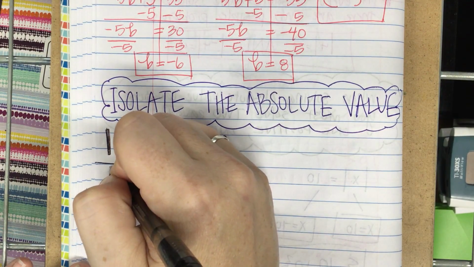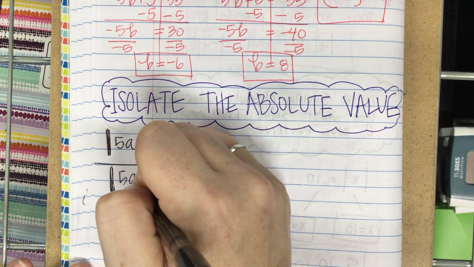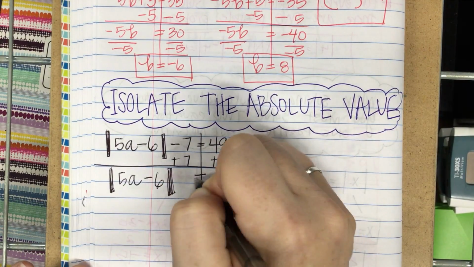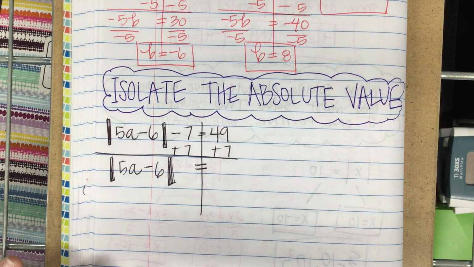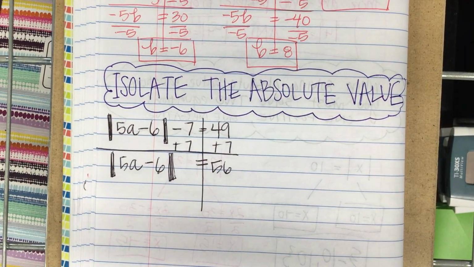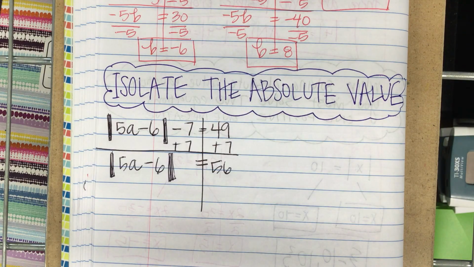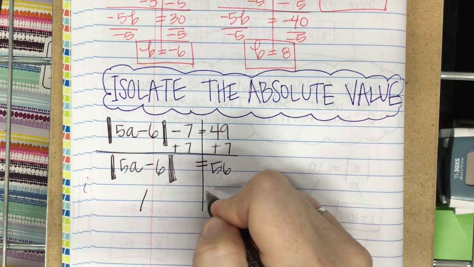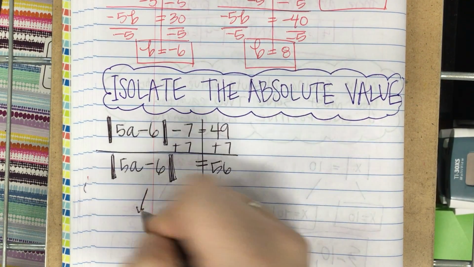And now I'm left with the absolute value of 5a minus 6 equals what? 56. Now is the absolute value isolated? Yes. The absolute value is by itself. There's only an absolute value. So I can now solve it 2 times.